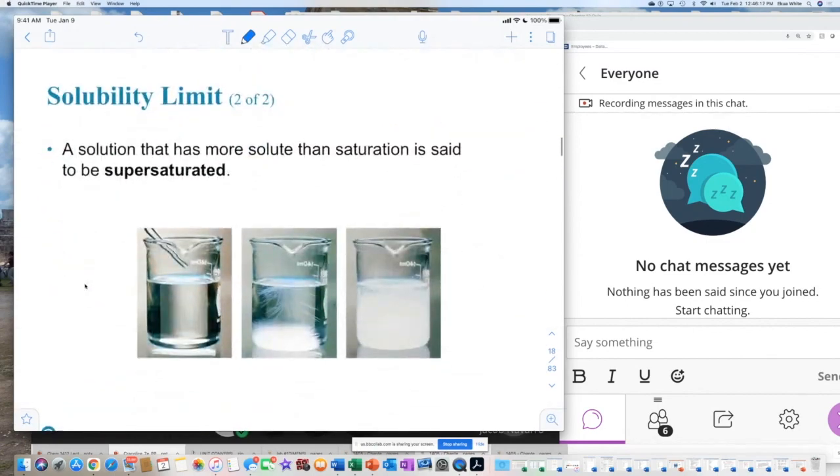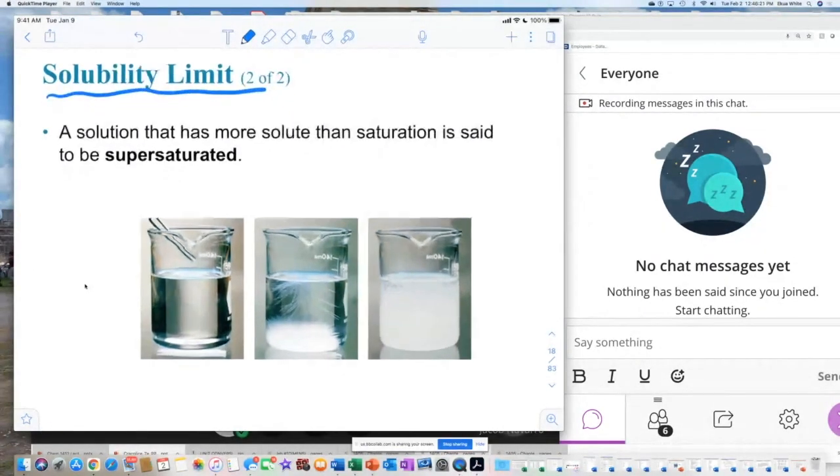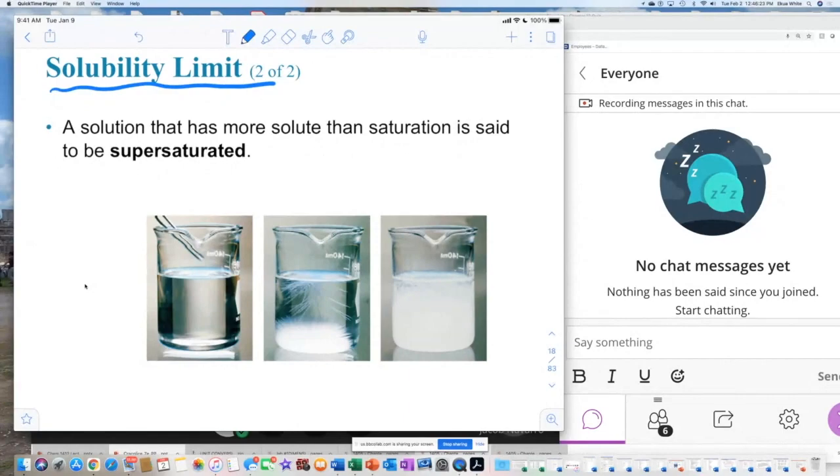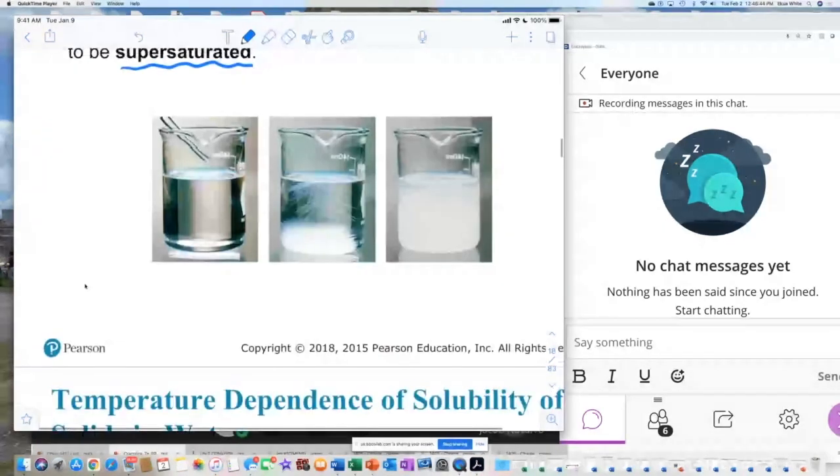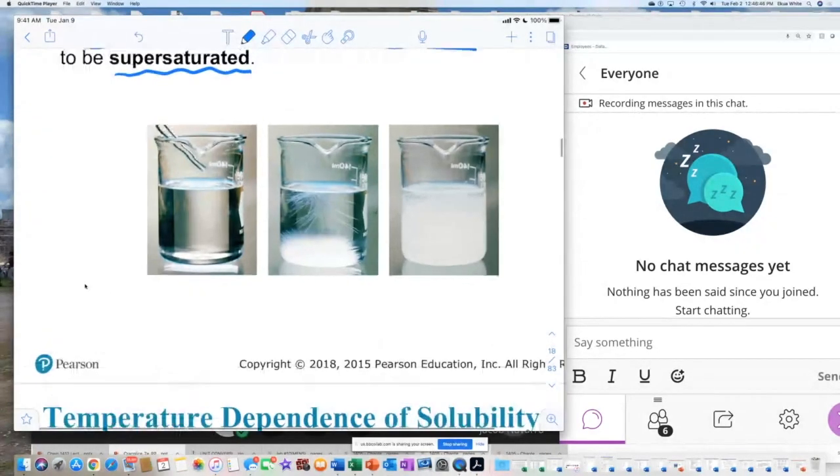So they're showing you here in the picture, and this is the solubility limit. All three pictures here show you a supersaturated solution. This is more solute than the saturation point, right? So you force the solvent to take in more solute than it is normally used to taking in. Let me try to explain this mathematically, okay?